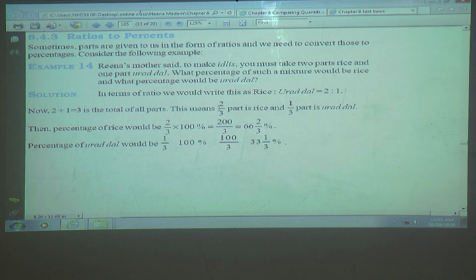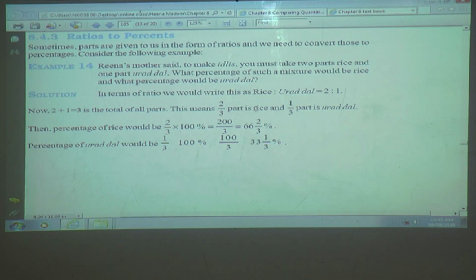This means 2 upon 3 part of rice and 1 upon 3 part of urad dal. Because the denominators are the same, we have 2/3 part of rice and 1/3 part of urad dal. So the percentage of rice: first we write 2 upon 3 as rice, and our total ratio is 3. So 2 upon 3 I am taking here.